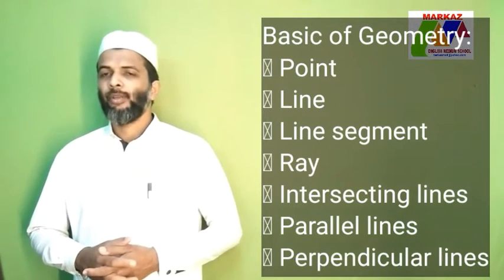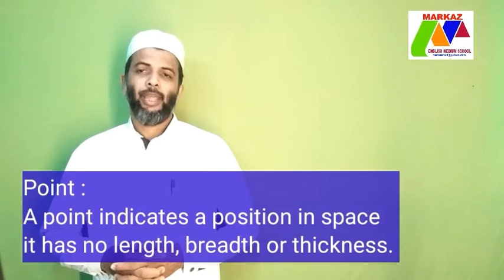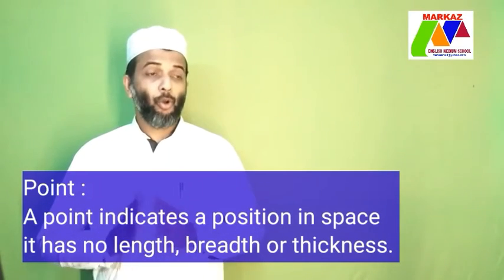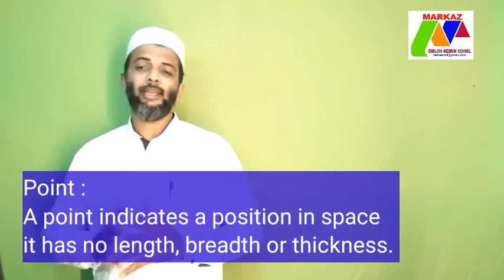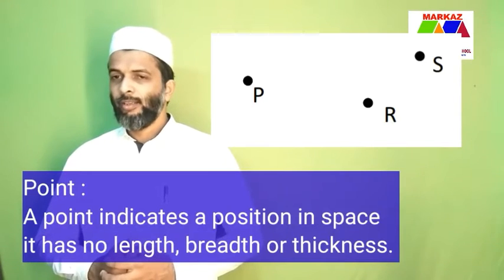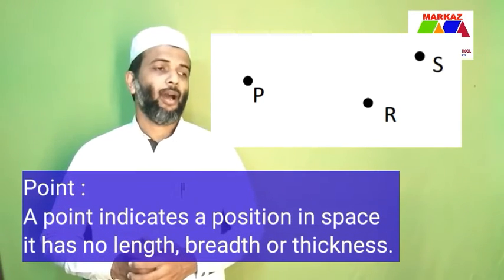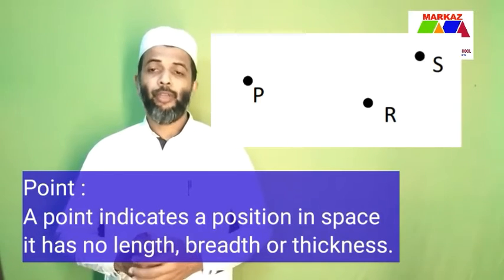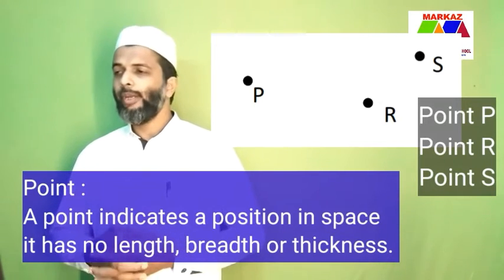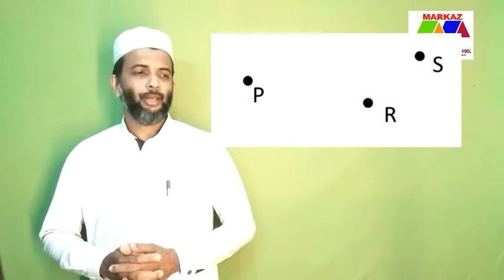Okay, listen here. First one is point. Write down point. A point indicates a position in space. It has no length, no breadth or thickness. These are all points in space. Put 3 dots in your notebook and name them P, R, and S. We read them as point P, point R, and point S. Write down point P, point R, and point S.